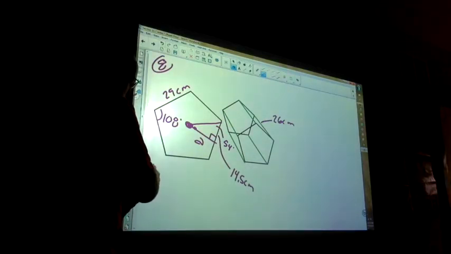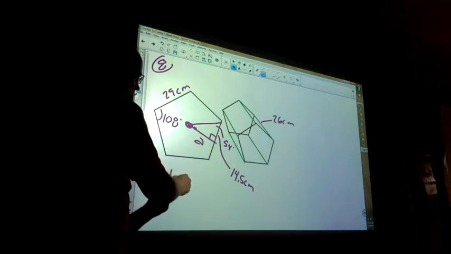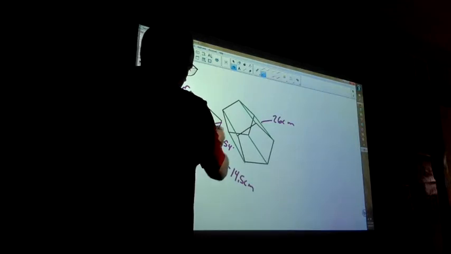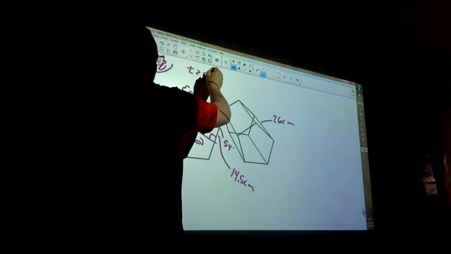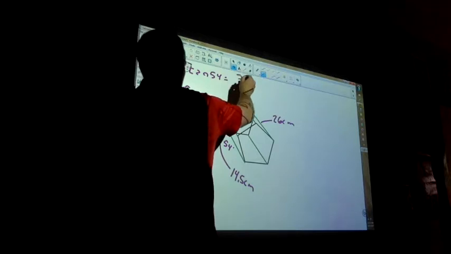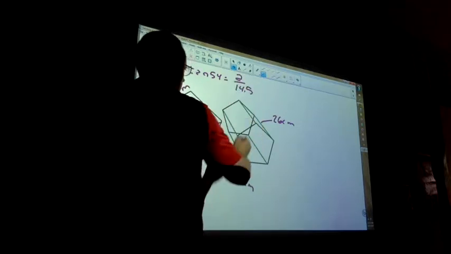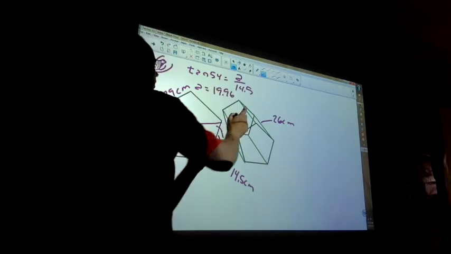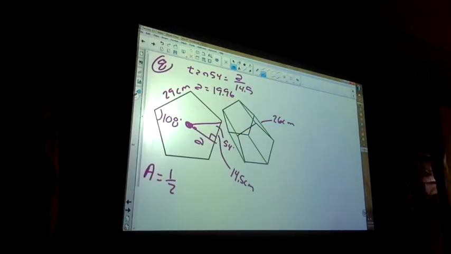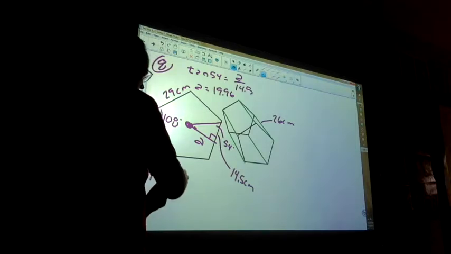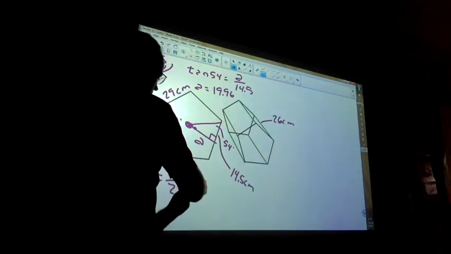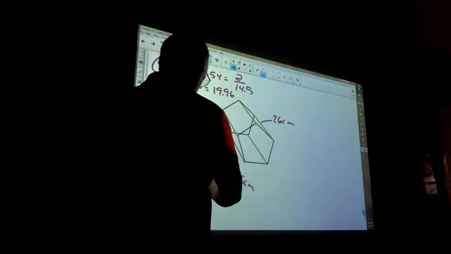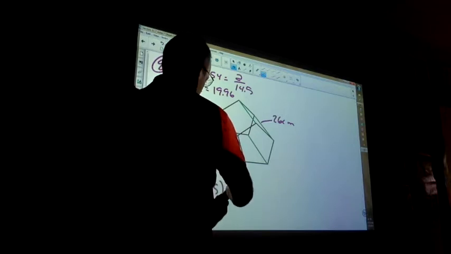So then area equals 1 half apothem, oh, we don't know. We have to figure that out. So I would say tangent 54 is equal to apothem over 14.5. 19.96. And is your calculator in degrees? Just want to double check on that. That's what I got. Okay. So now I know my apothem is 19.96 with a decimal in there. So that's the apothem. Number of sides is 5. Length of each side is 29.